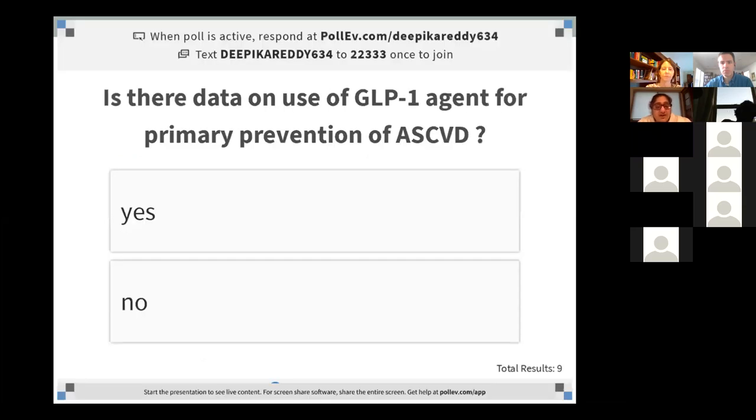So the question I have for you, this lady does not have pre-existing cardiovascular disease. Is there data that in primary prevention, do we have data that the GLP-1 agonist reduces the risk of cardiovascular disease? We know there's data in secondary prevention, but do we have data with primary prevention?